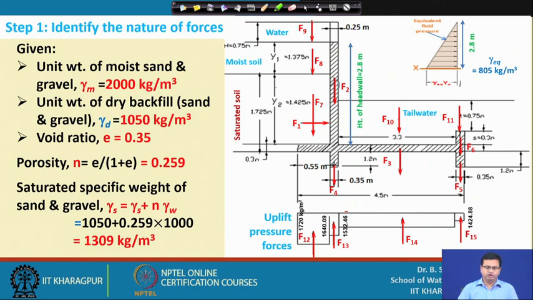So, that means 25.9% of the soil pores are filled with water. We will multiply 0.259 with 1000, the specific weight of water, plus gamma S, that is the dry weight, which is 1050. So, you will get 1309 kg per meter cube.